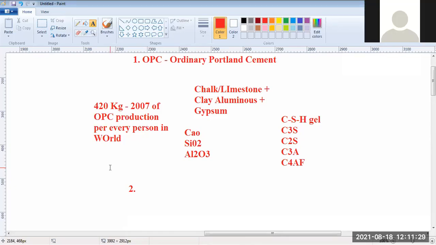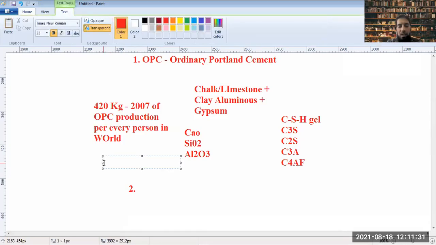That is next to the use of water. The most used substance in the world is water, and after that cement is used. So if there is a shortage of water, there will be a shortage of cement as well, because the manufacturing process involves water, and the hydration also involves water.